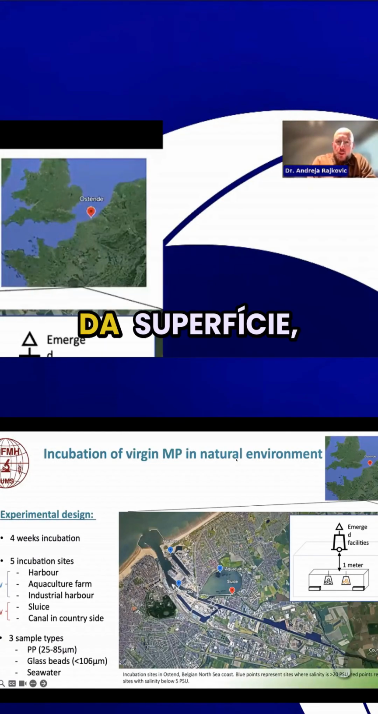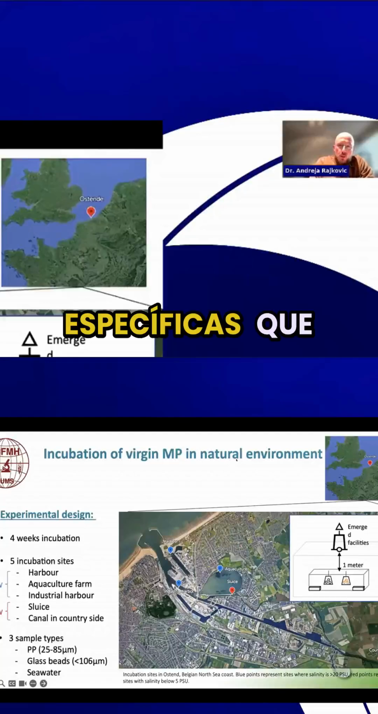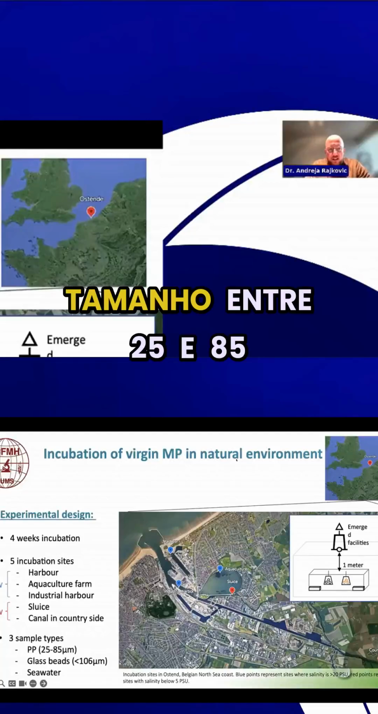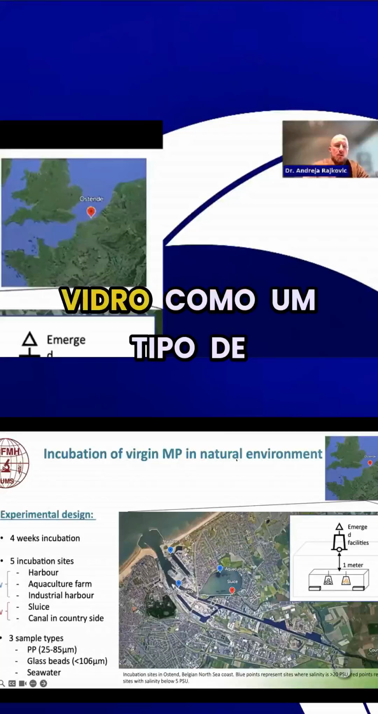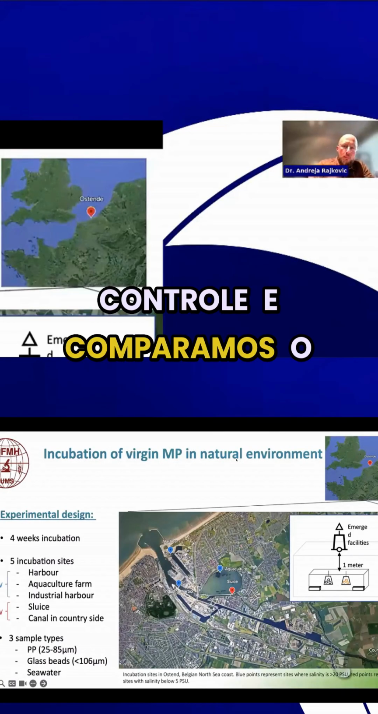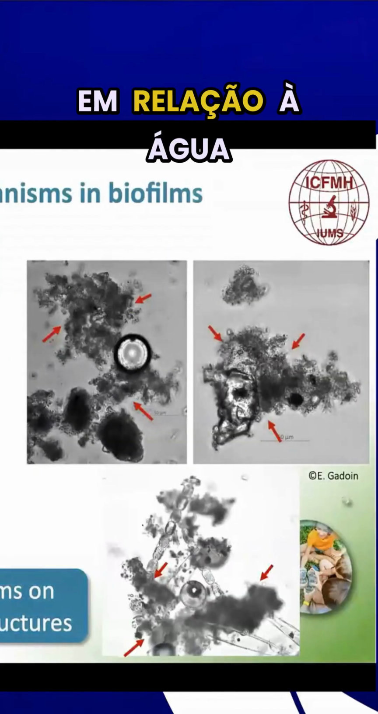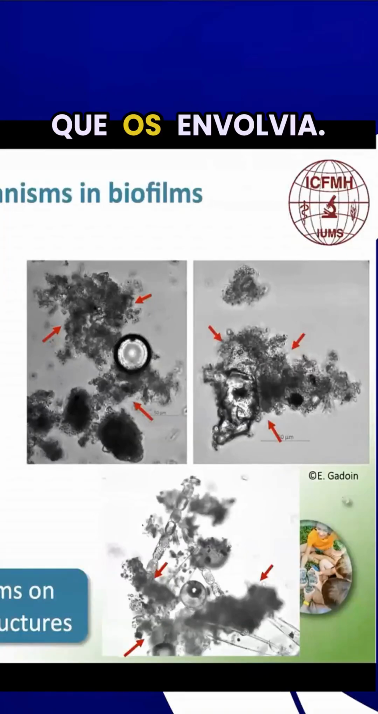About 1 meter below the surface, we placed specific cages which contain polypropylene microplastics of size between 25 and 85 micrometers. We use glass beads as a sort of control, and we compare what was microbiologically happening on them in comparison to the water which surrounded them.